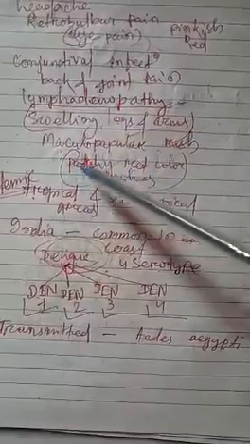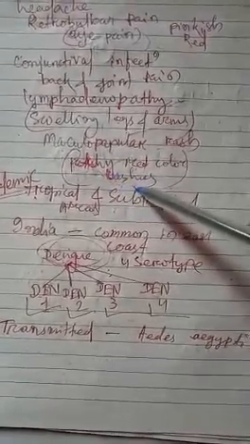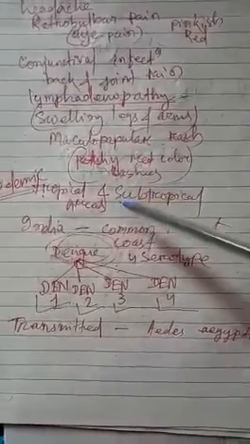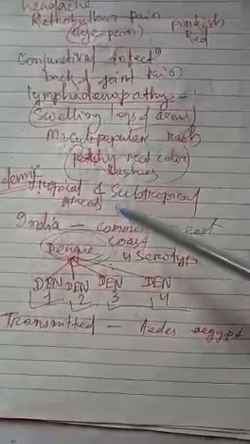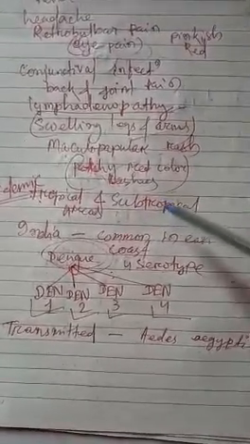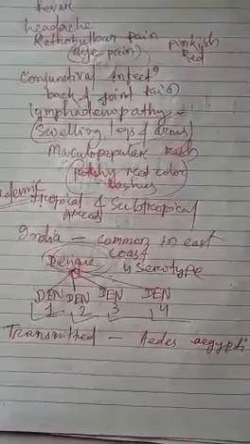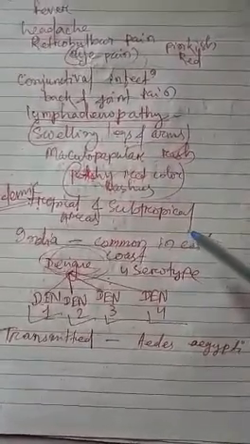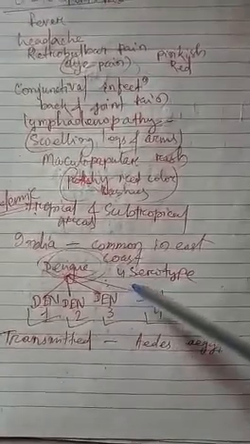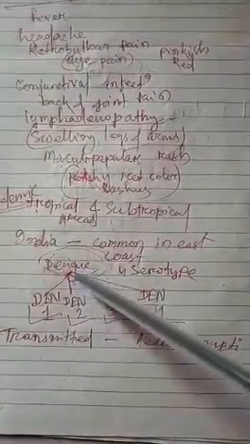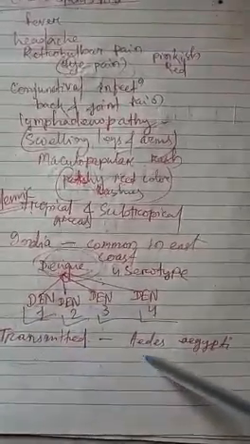Next is maculopapular rash, which means patchy red color rashes, often similar to the rashes in measles patients. And dengue is endemic and often epidemic in the tropical and subtropical areas, particularly in Asia and the Caribbean, the Pacific, and some areas of West Africa. In India, dengue is common in the east coast. It has four serotypes: Den 1, Den 2, Den 3, and Den 4. This disease is transmitted by the Aedes aegypti mosquito.